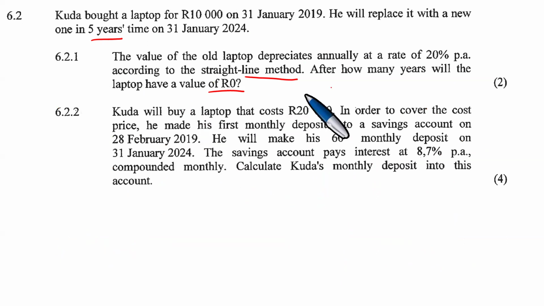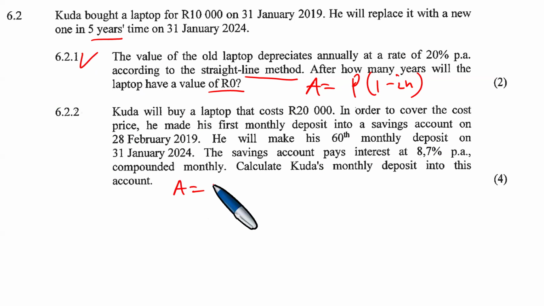Okay, it depreciates according to the straight line method. The straight line method, we know very well in 6.2.1, is A equals P open bracket 1 minus in. So if this is P into 1 minus in, and this is actually the same as, okay.